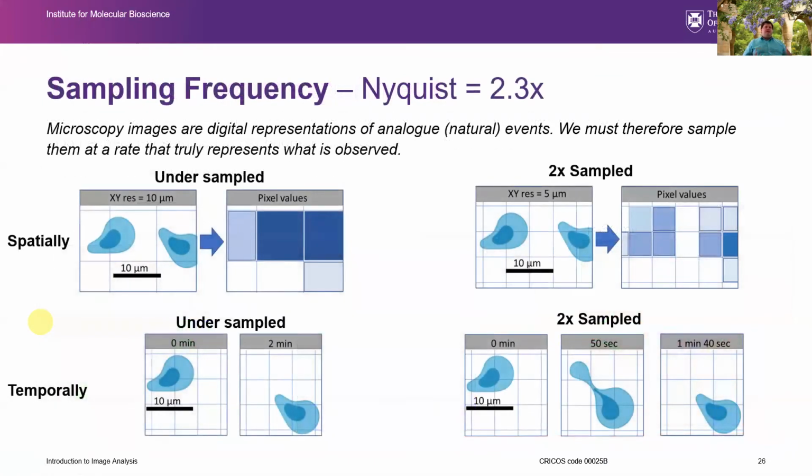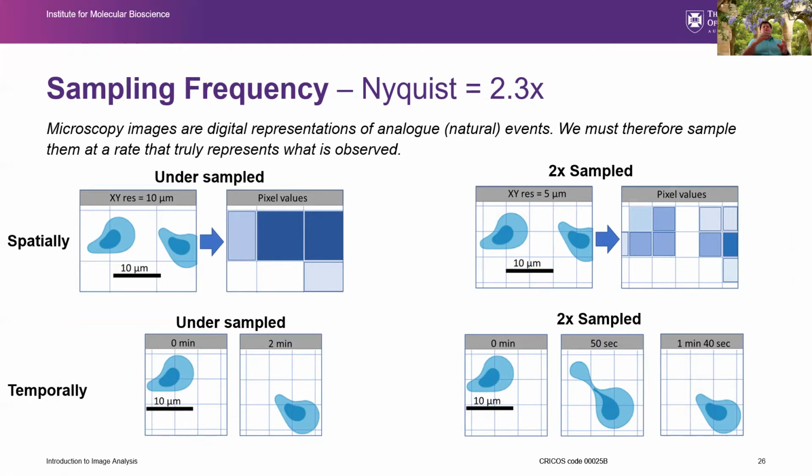Another key thing in microscopy is our sampling frequency. We use a method called the Nyquist theory, which is basically that we should capture it 2.3 times the event or expected event size. Because we're converting an analog representation of a natural event into a digital representation. So if we're taking a picture of something, it's going to be binned into pixels. So we want to make sure that we have the right pixel size.